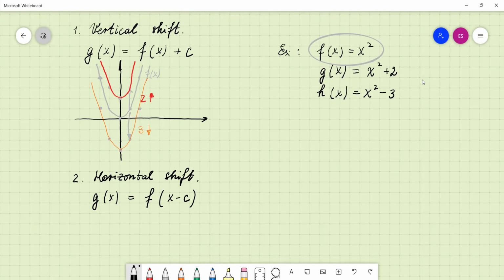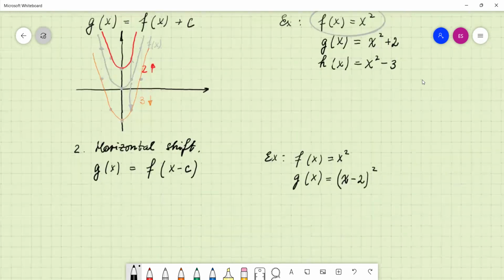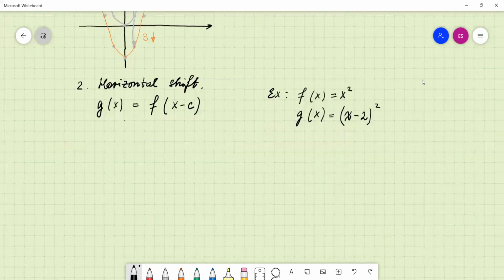So we are going to use the same function, the same parabola, as f of x, and my g of x is going to be (x minus 2) squared. How is it going to change my function? Let me graph the first parabola. I'll use a green color instead. Let me make sure that it's thick enough.